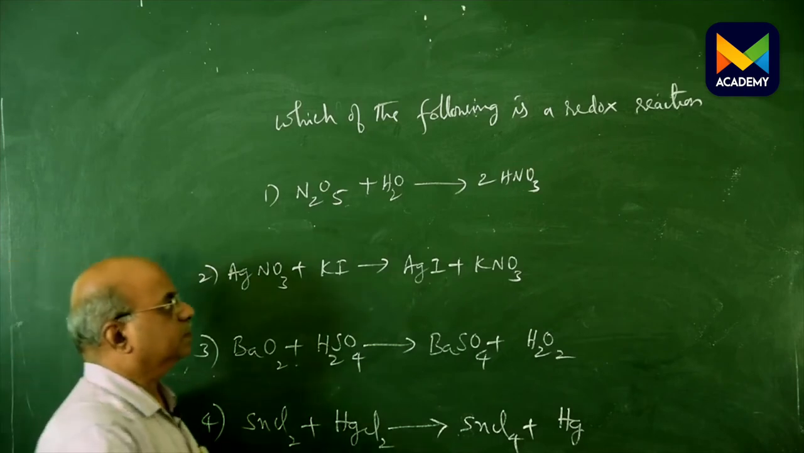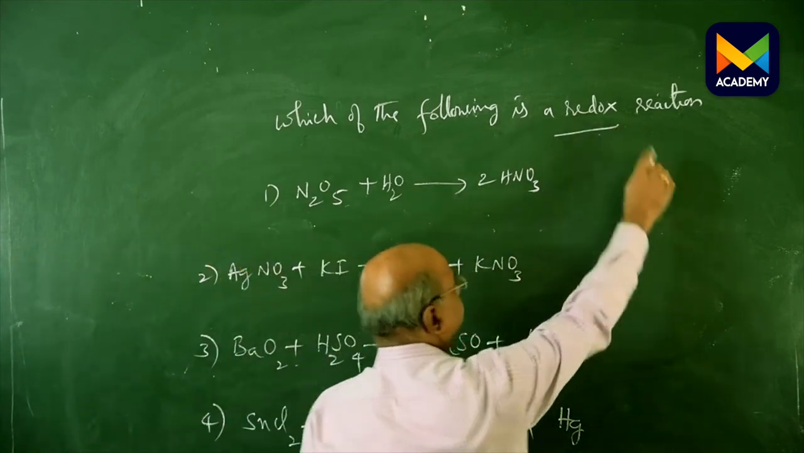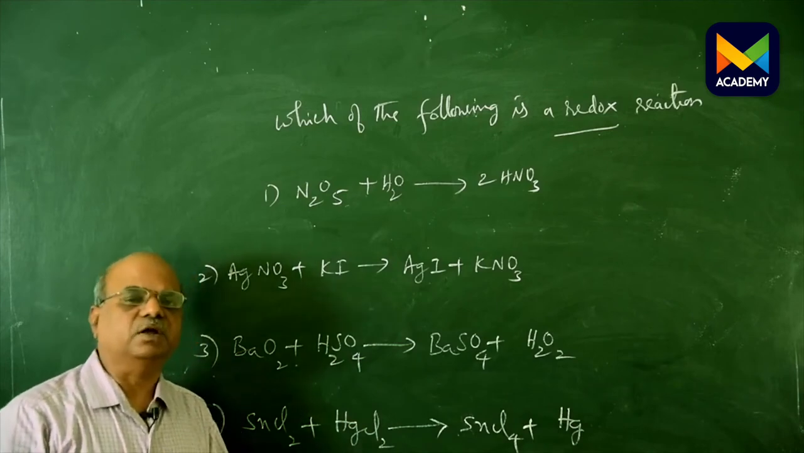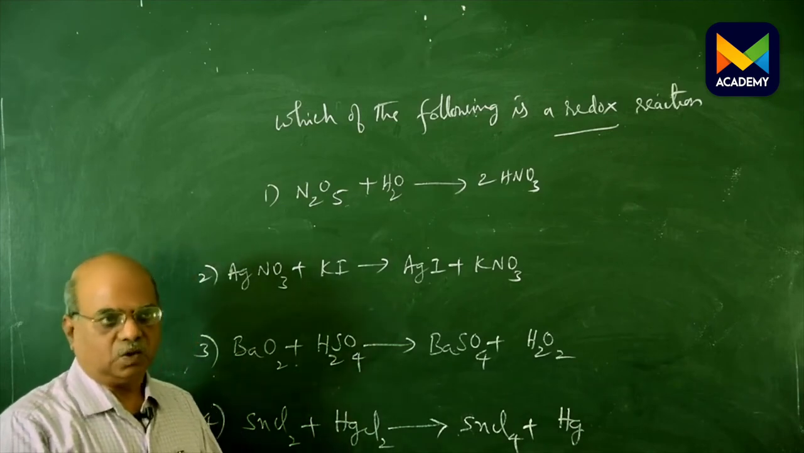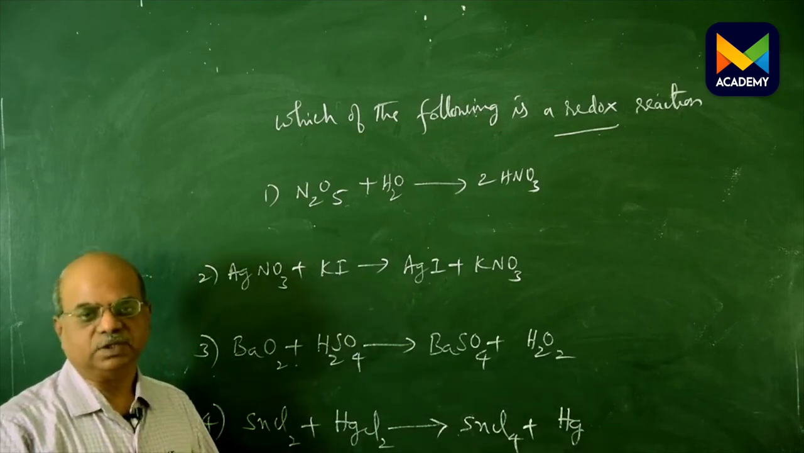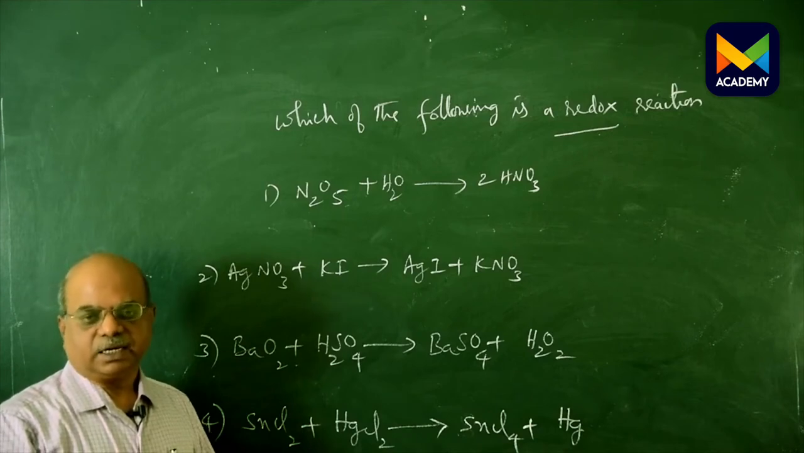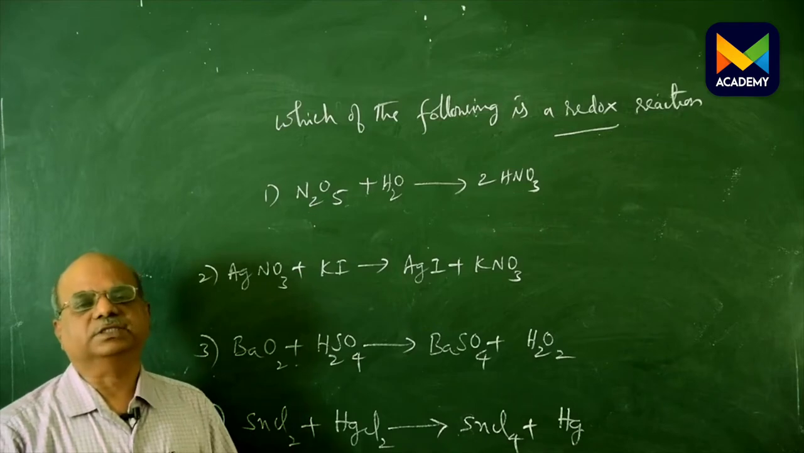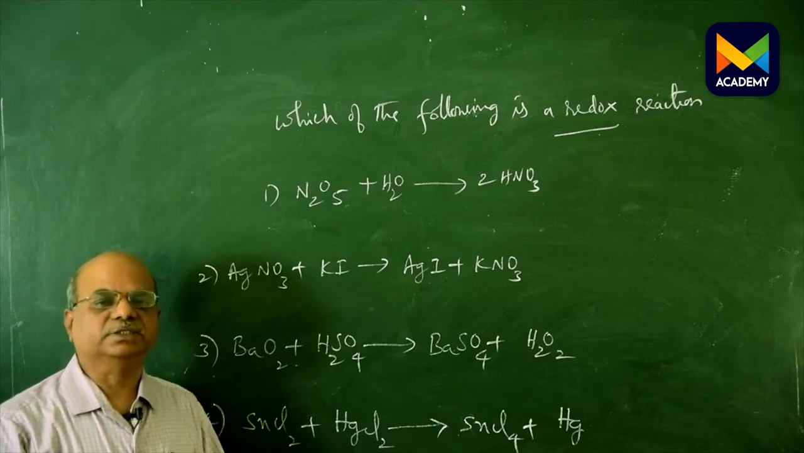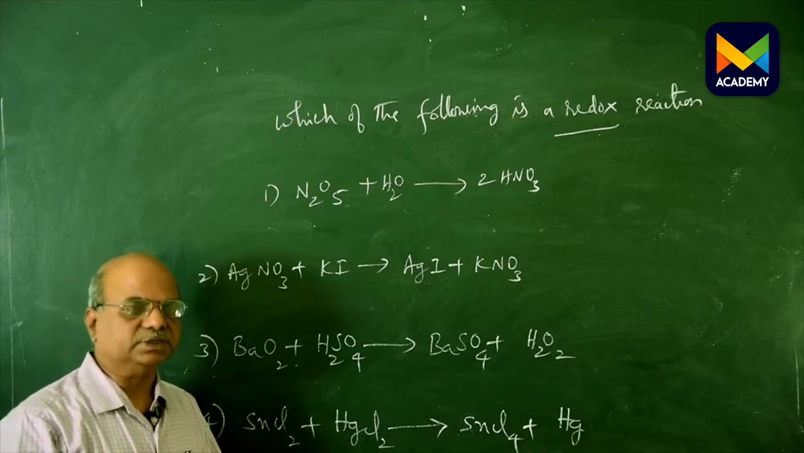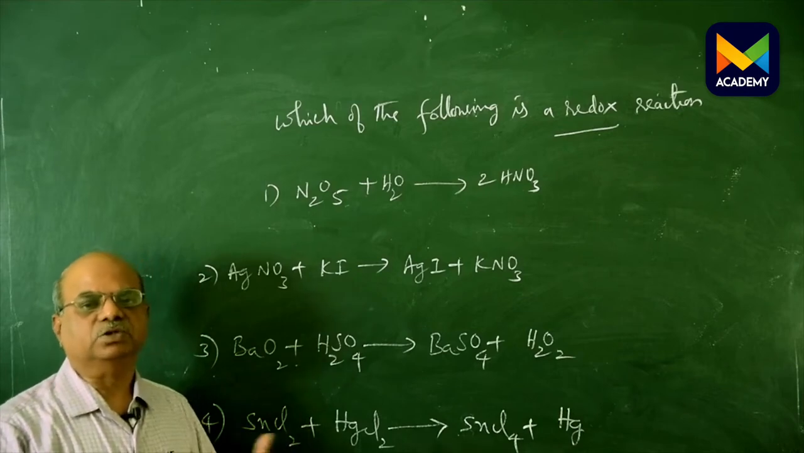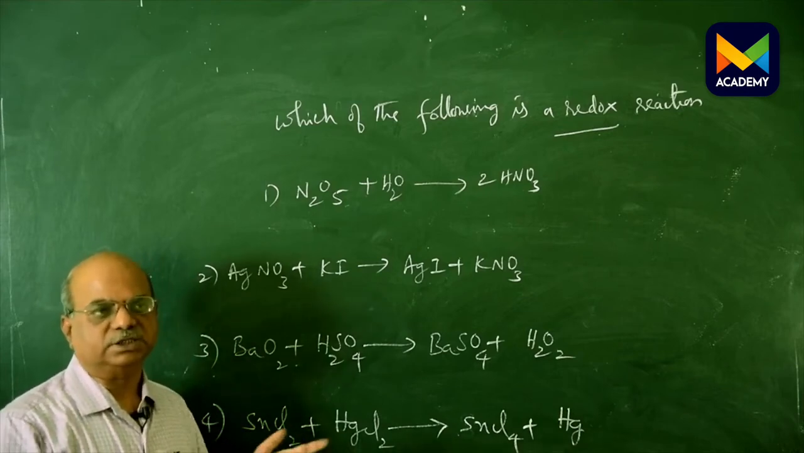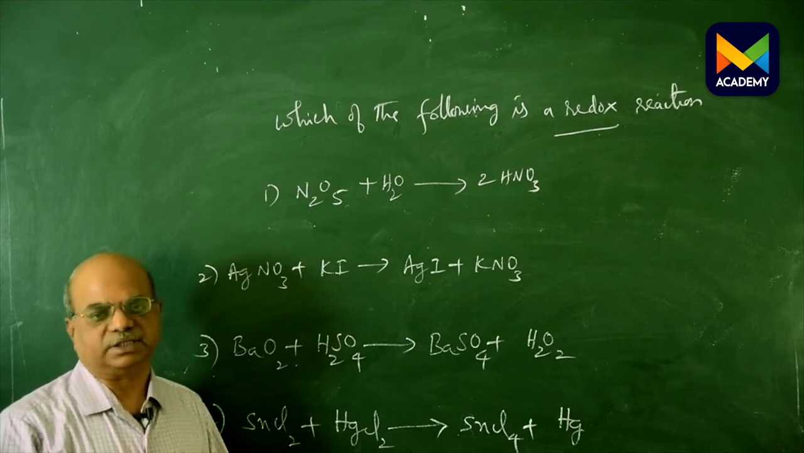So here the question is, which one is a redox reaction? Very easy to identify redox reactions from non-redox reactions. All chemical reactions that we observe in nature are categorized into two. One is redox reactions, second category non-redox reactions. The simple concept is, in a redox reaction, both oxidation and reduction take place simultaneously. If no oxidation reduction is taking place, then it is a non-redox reaction.